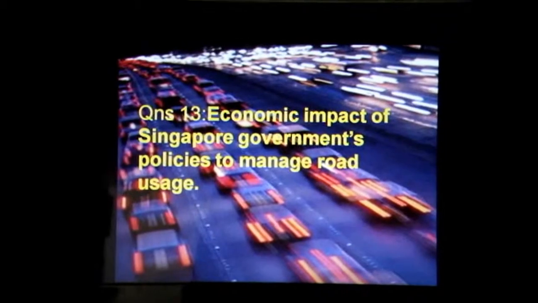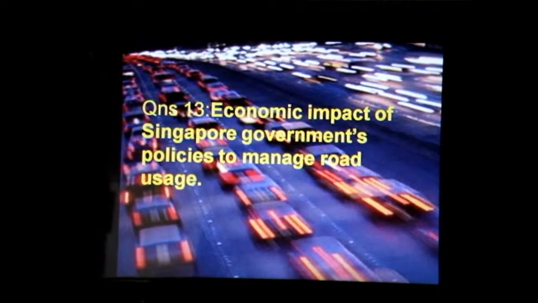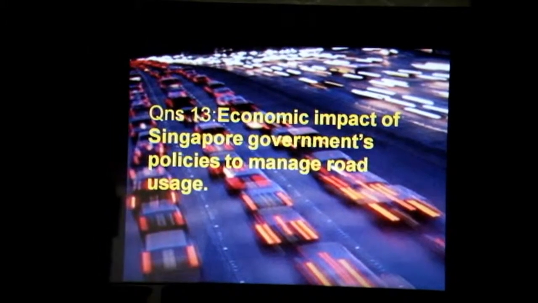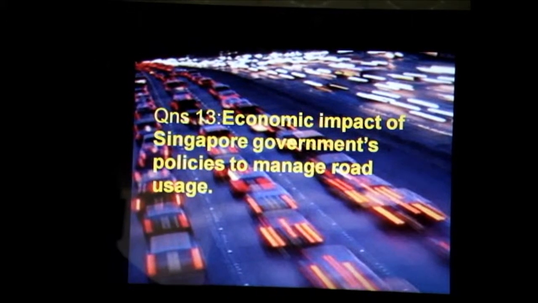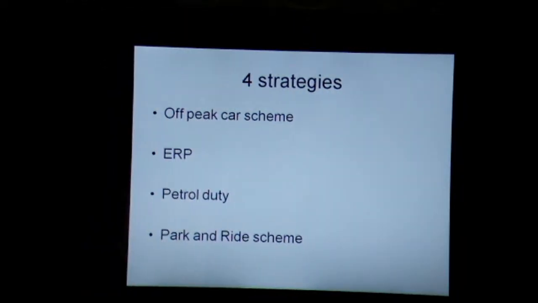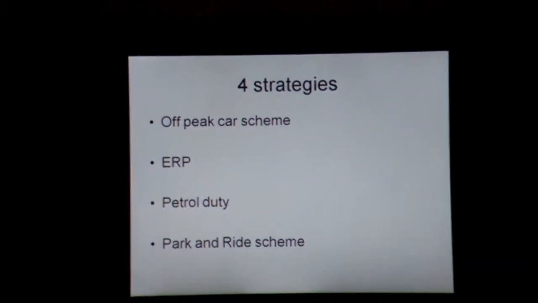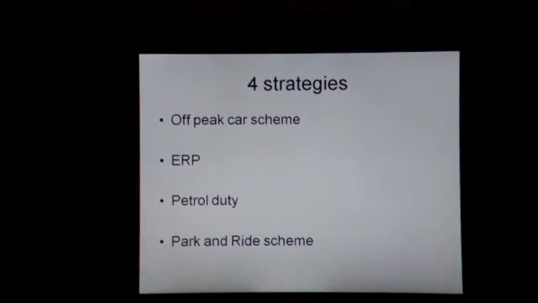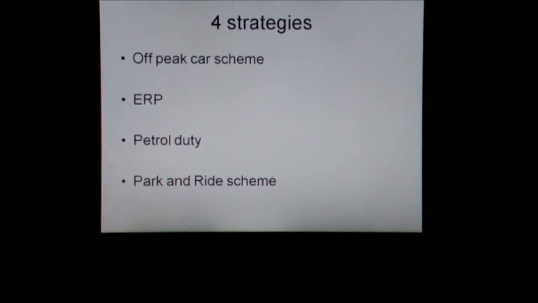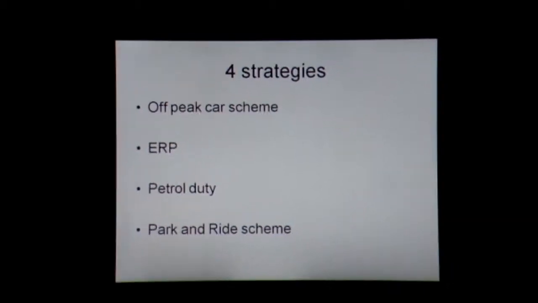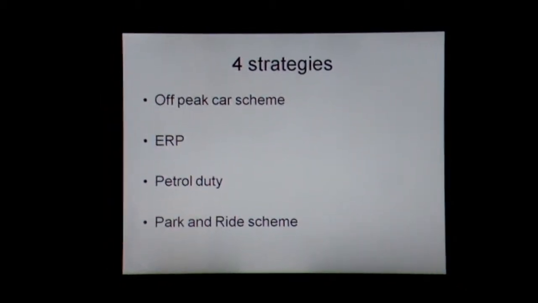I'd like to share with you a project our group has done. The question is the economic impact of Singapore's government policies to manage road usage. The four strategies we are looking at are the Off-Peak Car scheme, in short the OPC scheme, the Electronic Road Pricing, in short the ERP, third the petrol duty, and fourth the Park and Ride scheme.